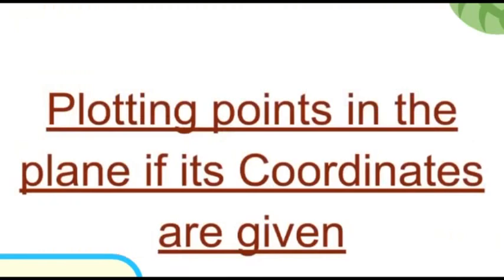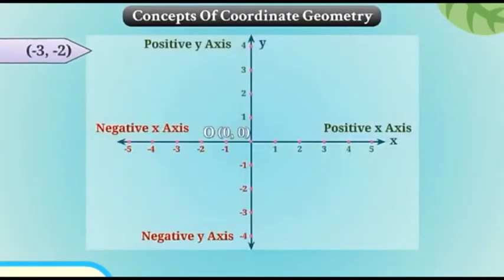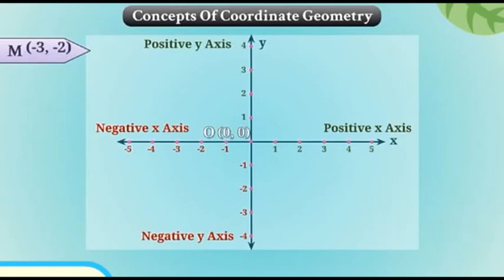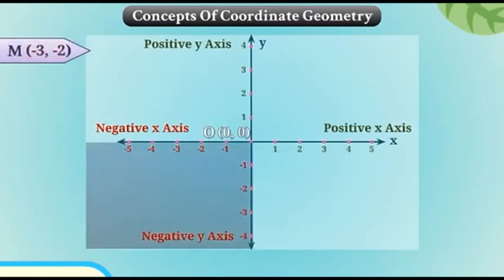Next topic is plotting points in the plane if its coordinates are given. Now suppose we are given the coordinates of a point, say M (-3, -2), and we are required to plot the point on the coordinate plane. How can we do so? Let me tell you. First observe the coordinates. Since both coordinates are negative, therefore the point must be in the third quadrant.